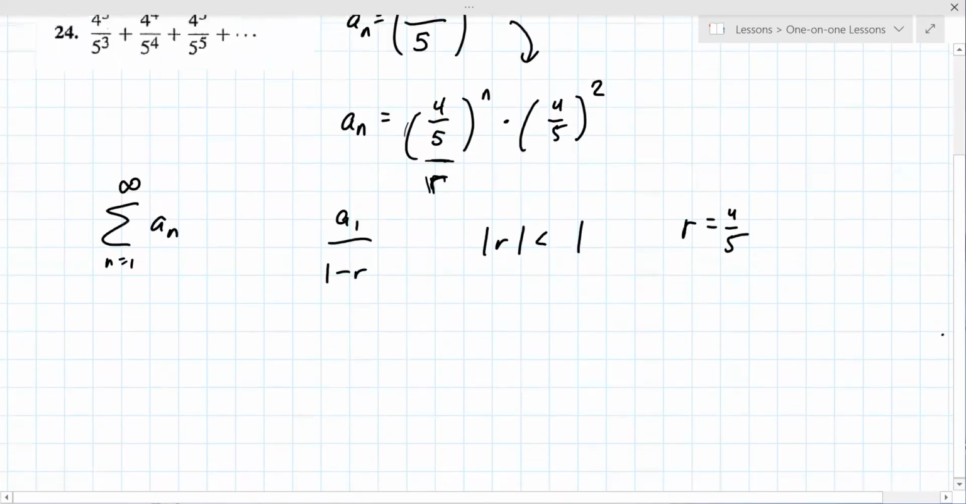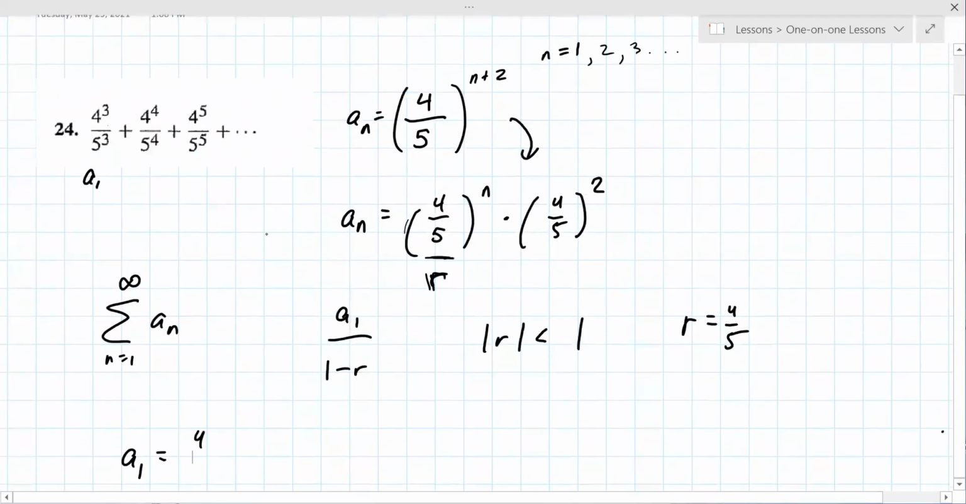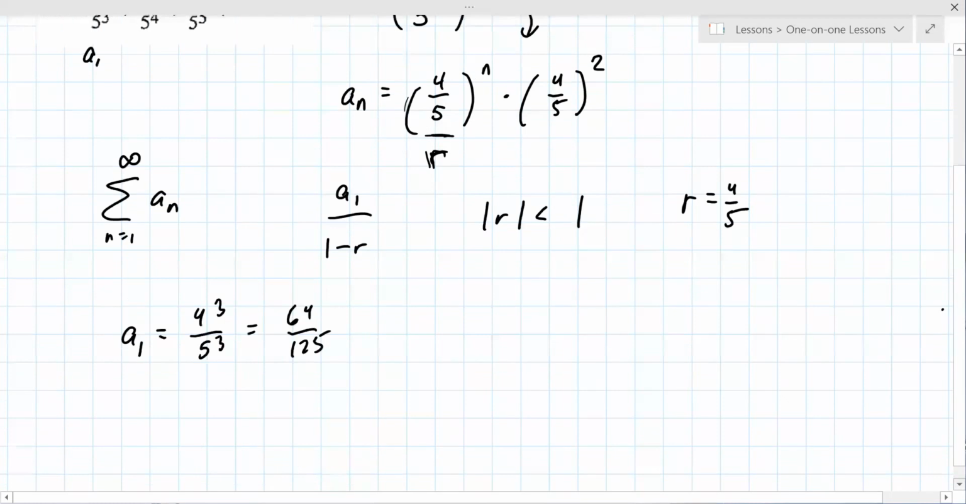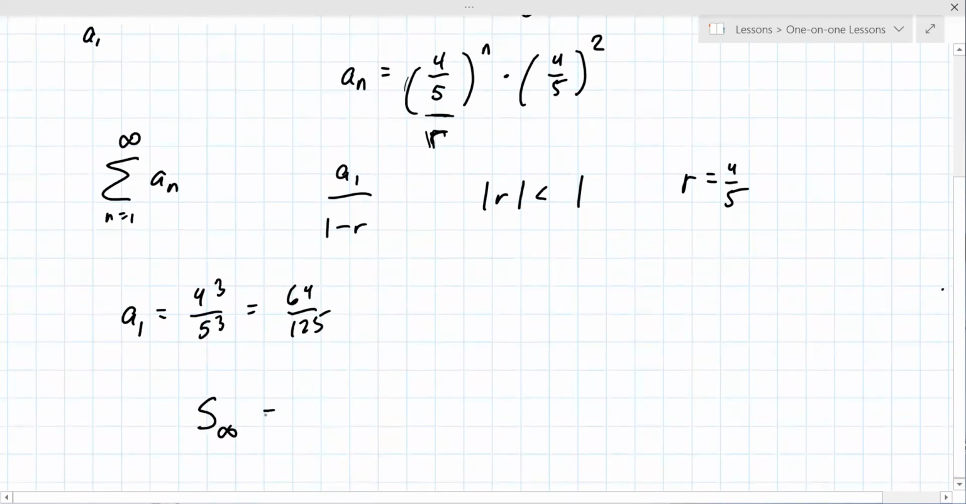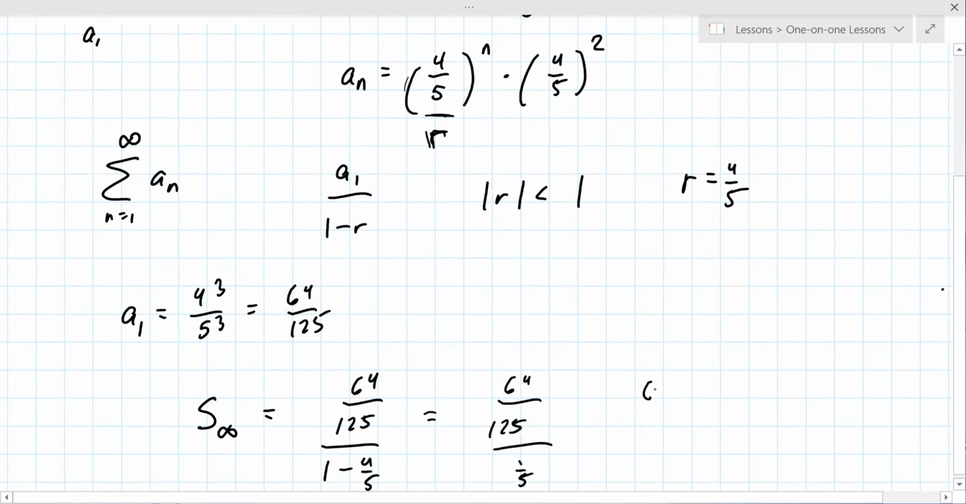Now we have to find a1. Well, it's kind of already given. This is a1 up here, the 4 to the third, 5 to the third, which is 64 over 125. So your infinite sum is a1, 64 over 125, over 1 minus 4/5. And then you would use a calculator for that. So it becomes 64 over 125 over 1/5, 64 over 125 times 5 over 1. So one of those cancels one of those, and you get 64 over 25.